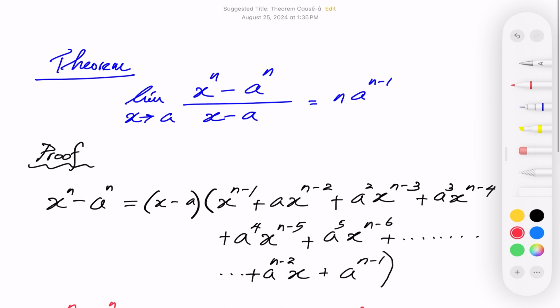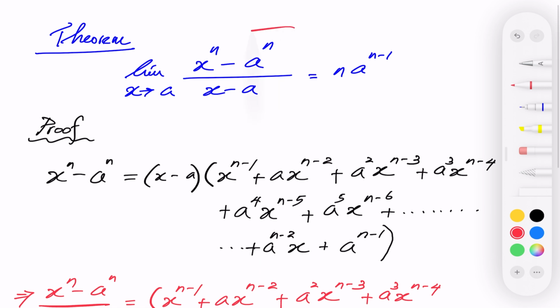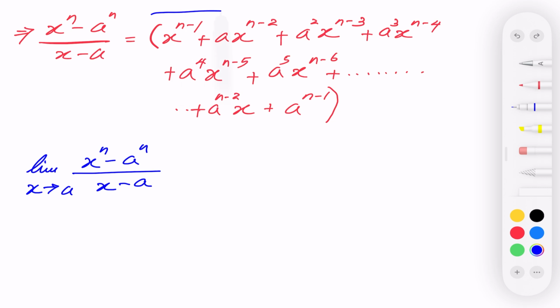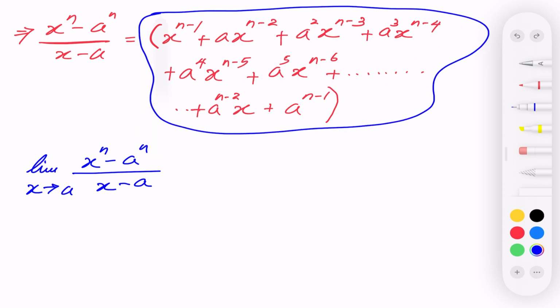Now what I have to do is I need to obtain the limit as x approaches a for this function. So let's go ahead and do that. We need the limit as x approaches a. The left hand side we have x to the n minus a to the n over x minus a. We showed that it is equal to all of this.